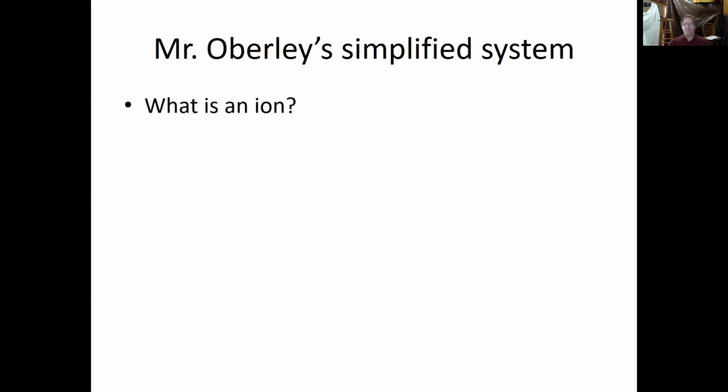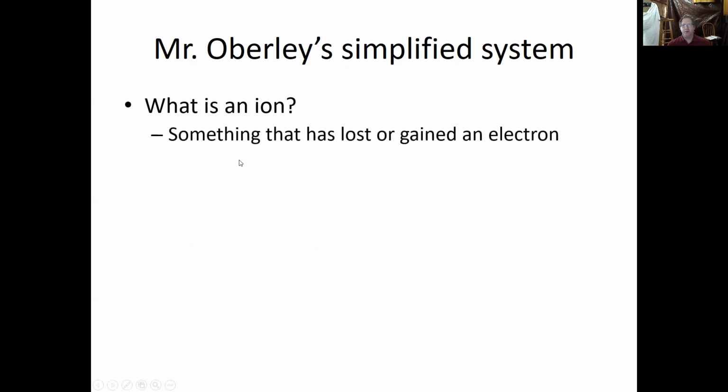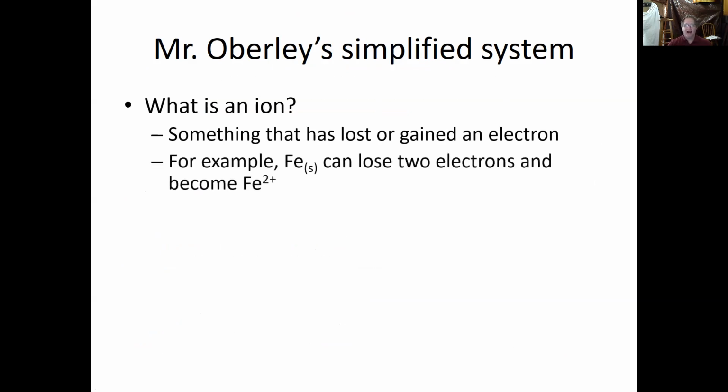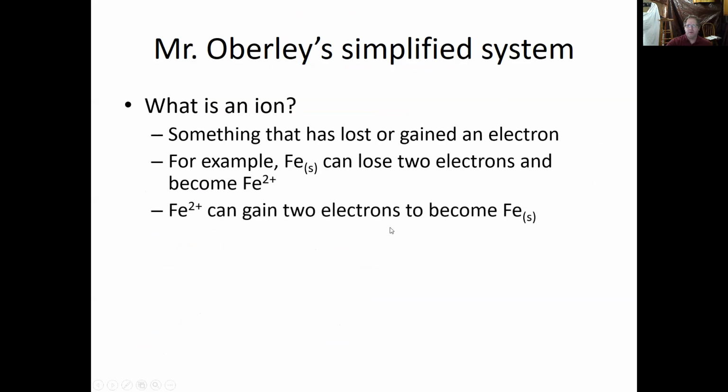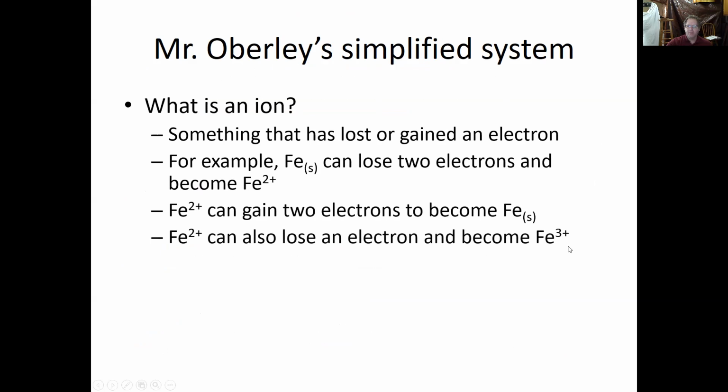In order to start simplifying it, we need to remember a couple things. First of all, what's an ion? Now, I know you're thinking, oh, an eye is on a face, right? No, that's not what we're talking about when we say what is an ion. An ion is something that has lost or gained an electron. For example, if I take iron, it can lose 2 electrons and become iron 2. Now, what's interesting is that same iron 2 ion can also gain 2 electrons back and become iron, or it can lose another electron and become iron 3. So anything can lose or gain an electron. It doesn't have to be an atom. Any ion can lose or gain an electron.